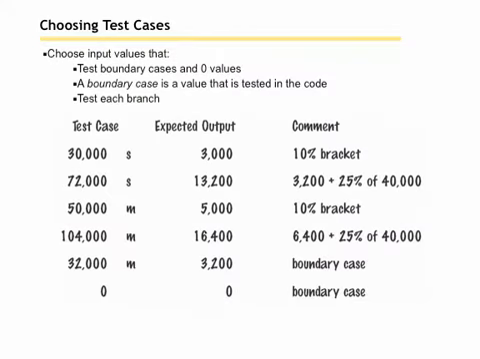So here's an example of choosing some test cases where we test the boundary conditions and we test each branch. We want to make sure when we're testing that each branch is tested.